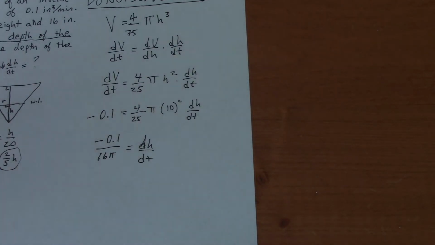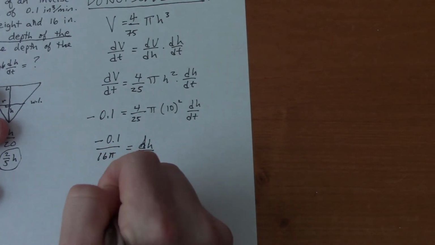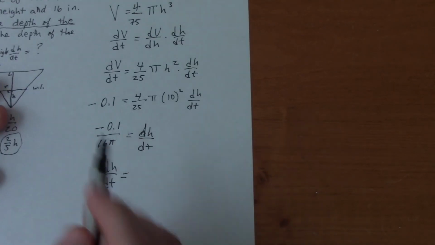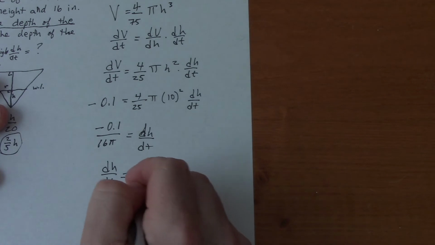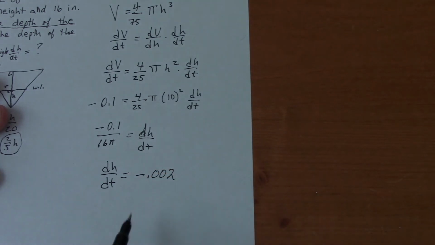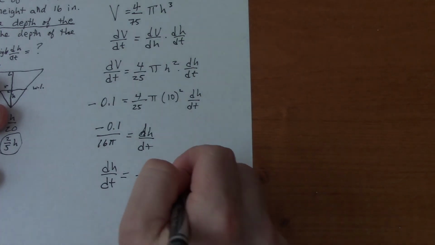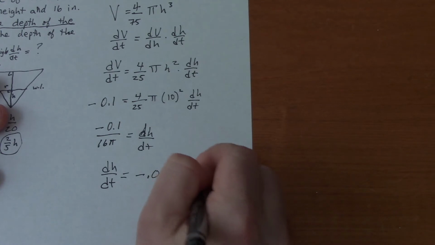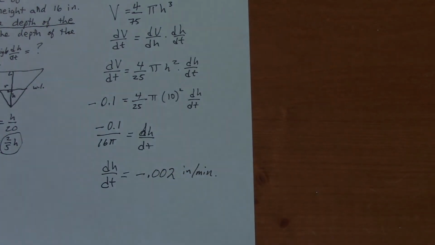And we want to do a couple other things maybe. This already got a decimal in it, so I think maybe we should decimalize everything, so we'll do that. And we need to stick units on it. So dH/dt equals, when I punched it into my fancy calculator, I got -0.002. And how is the height measured? It's measured in inches, so the rate is going to be inches per minute. And there we go, we've solved the problem.